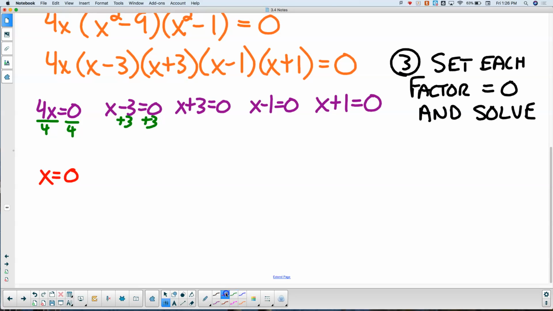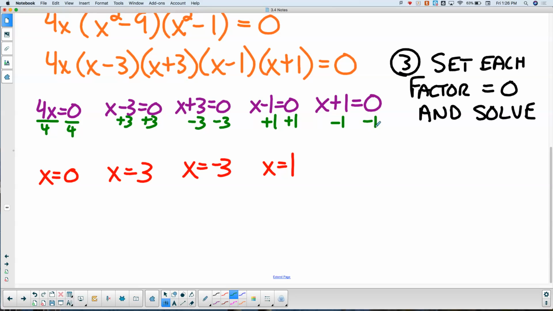I'm going to add 3. That's going to give me x equals 3. I'm going to subtract 3, and that's going to give me x equals negative 3. I'm going to add 1. That's going to give me x equals 1. I'm going to subtract 1, and that's going to give me x equals negative 1.